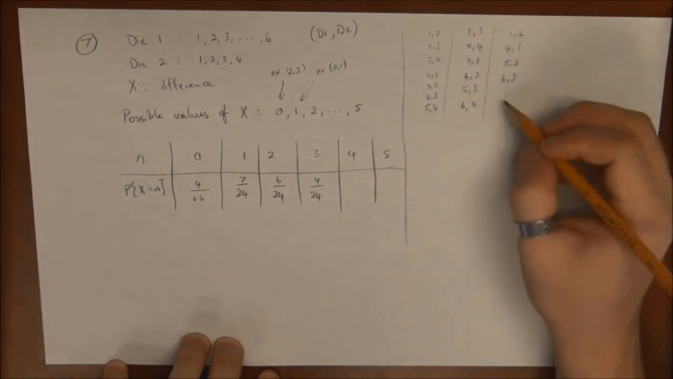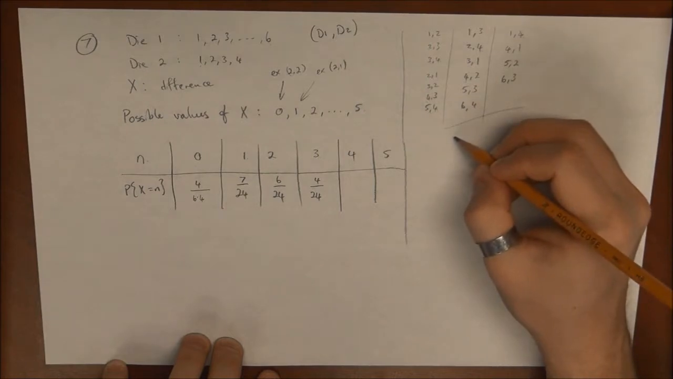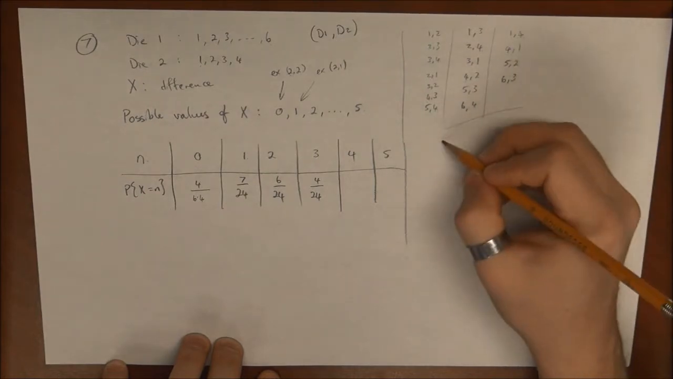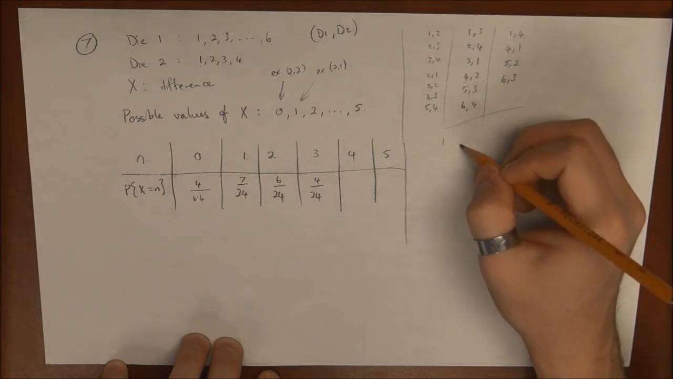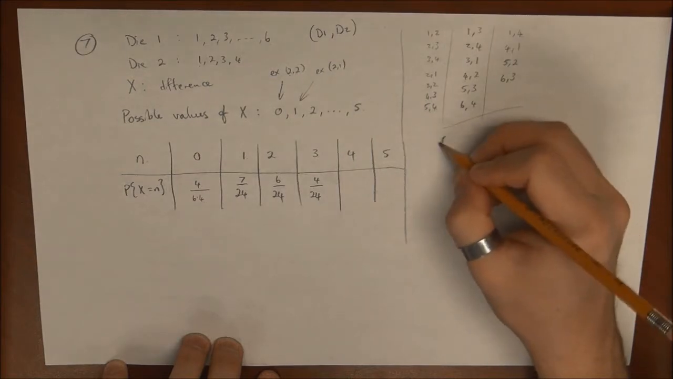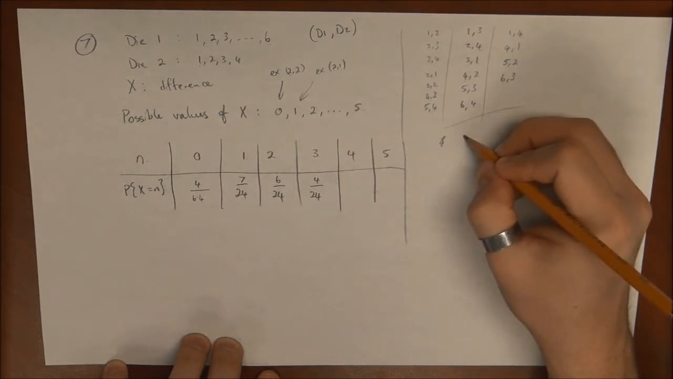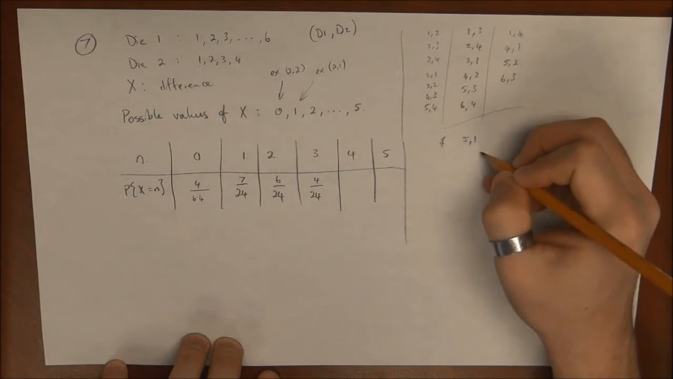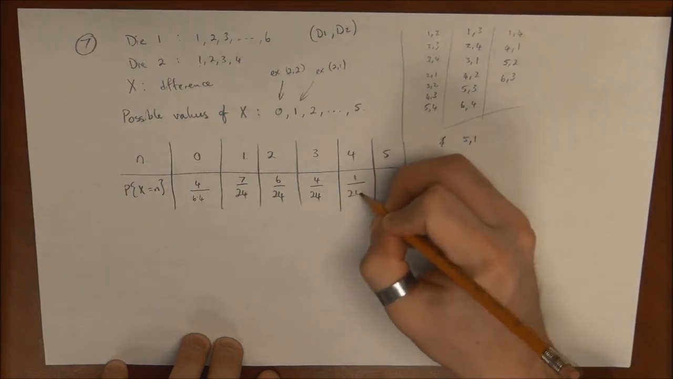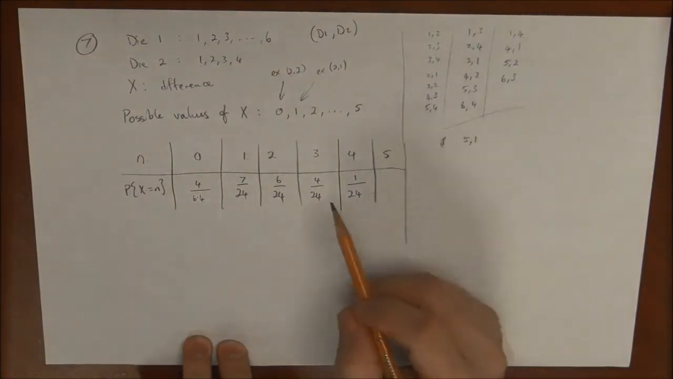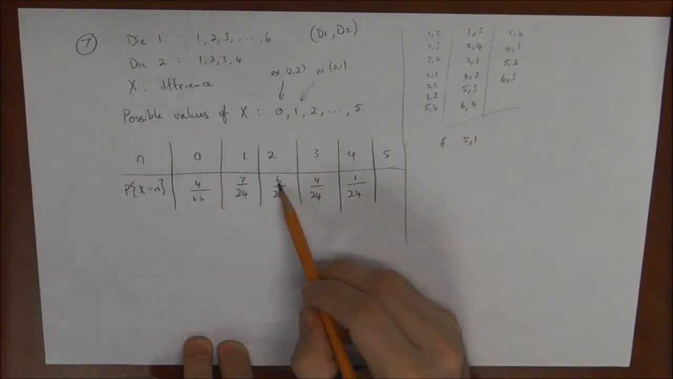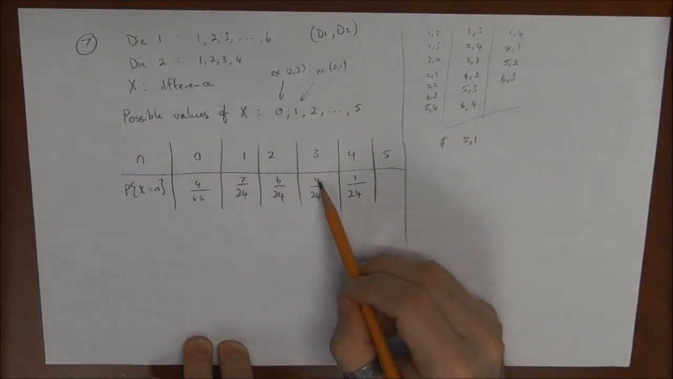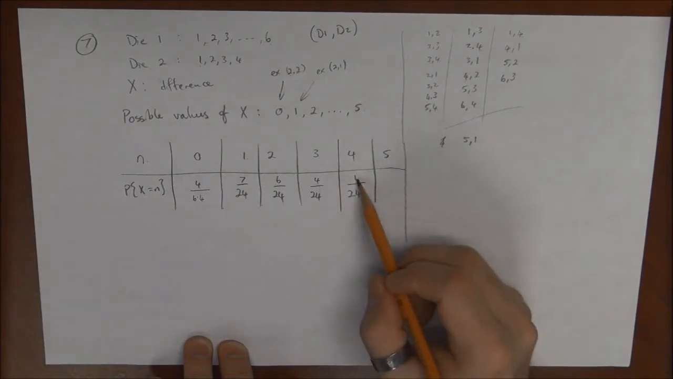4. Now I want the difference to be a 4, so I can't do much with the die 1 being a number 1 because I can't get die 2 high enough. So my only option is if die 1 is 5 and die 2 is 1. So I have 1 out of 24. Now let's see. So far, how many do I have here? 4 plus 7 is 11, plus 6 is 17, plus 4 is 21, plus 1 is 22.